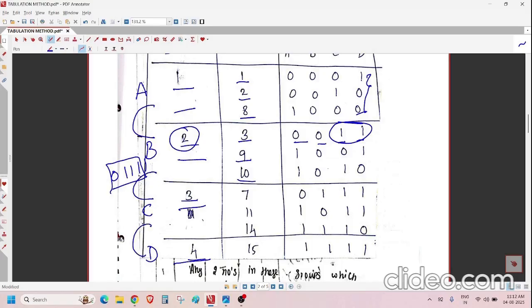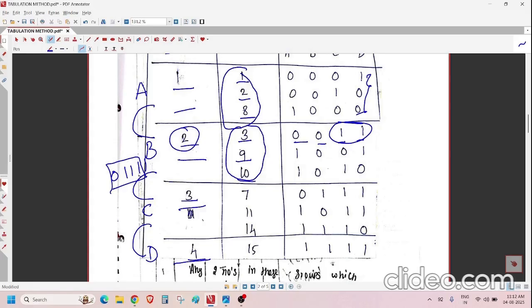In the A row we have three inputs, that is 1, 2, 8, and in the B row we have three inputs, that is 3, 9 and 10. We have to compare each input with the other section's inputs. For example, 1 comma 3, then 1 comma 9, then 1 comma 10. Likewise, totally 3 into 3, 9 comparisons will be there.